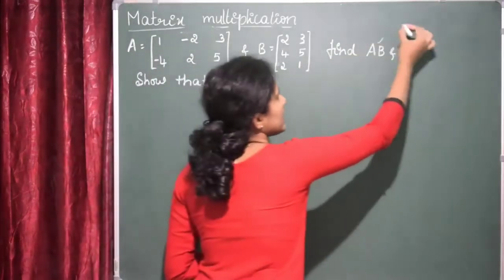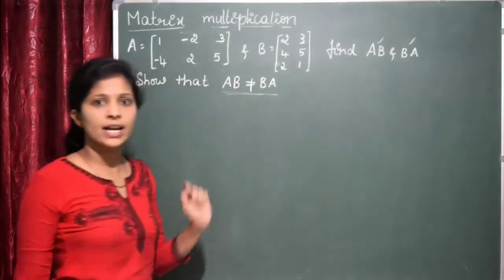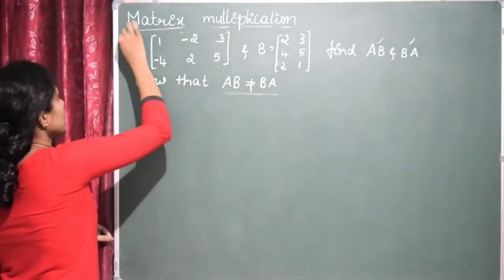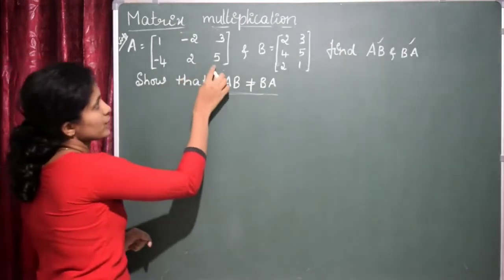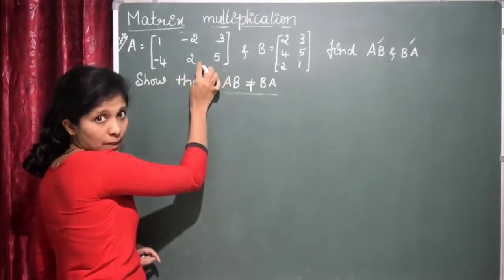First we'll find AB, then we'll find BA, then we'll check whether they are equal. And this problem is important for 5 marks. Okay, this is a 5 mark problem. First we'll check the order of these matrices. We have to multiply A and B.